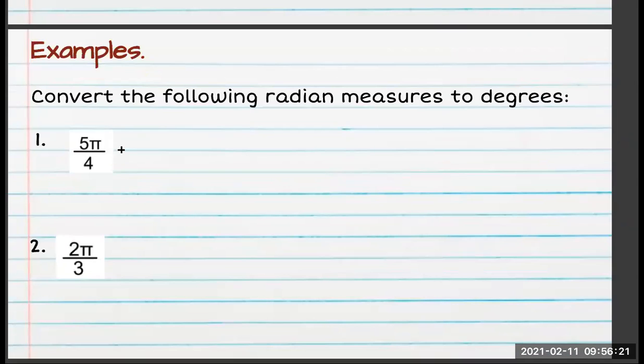So when you convert from radians to degrees, you want the pi canceled out, right? So we multiply by 180 degrees over pi. So the pi cancels out, and you just put this straight into the calculator. 5 divided by 4 times 180, or 5 times 180 divided by 4. What do you get?